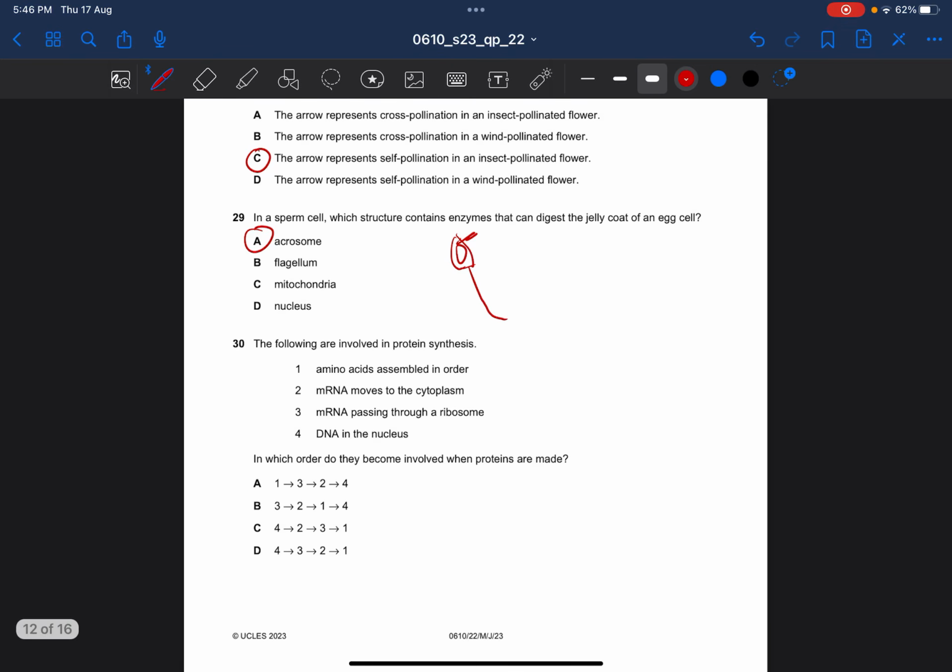Okay, question 30. The following are involved in protein synthesis. In which order do they become involved when proteins are made?